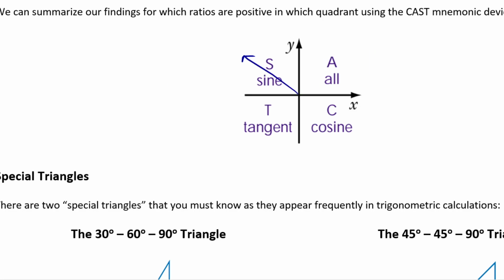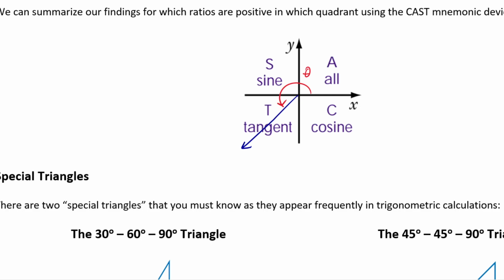If the terminal arm is in the second quadrant, so your theta is greater than 90 degrees but less than 180 degrees, then the sine ratio is the only ratio that is going to be positive in the second quadrant. If the terminal arm is in the third quadrant, so that means that theta is greater than 180 degrees but less than 270 degrees, then only the tangent ratio will be positive.